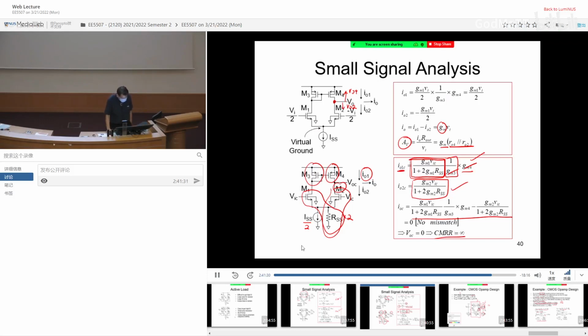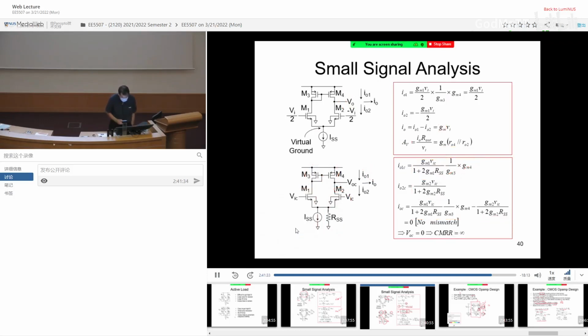Now if there is a mismatch, what are you going to do? You do the same. You assume this guy to be GM plus delta GM over 2. So this guy will be GM minus delta GM over 2. But for this guy, you also have to do the same. This guy will be GM prime plus delta GM prime over 2. This guy will be GM prime minus delta GM prime over 2. You have to use GM prime because GM3, GM4 are different from GM1, GM2. And then you go through the analysis. You will be able to derive the common mode rejection ratio with mismatch.